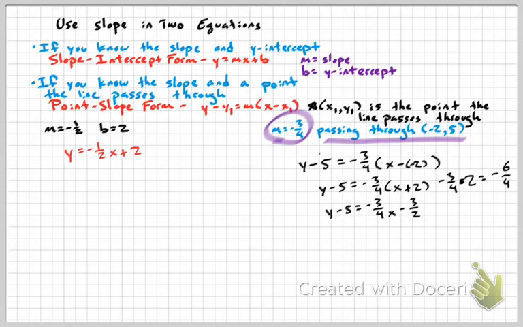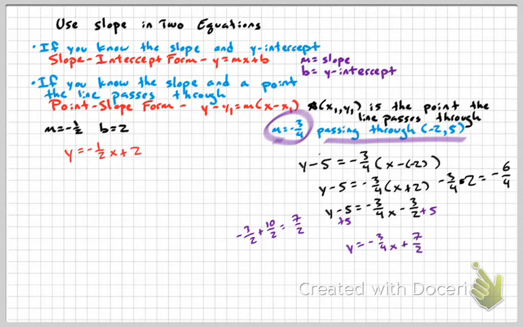Now I need to add 5 to both sides. And obviously this would be way easier if I didn't have a fraction after distributing my slope, but it is what it is. So y equals -3/4 x, and so -3/2 plus 5. -3/2 plus 5 times 2/2 is 10/2. That gives us 7/2.